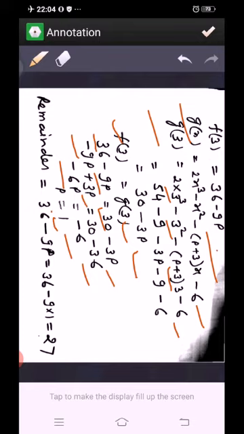Now, find the remainder in each case. So the remainder is 36 minus 9p. Here we put the value of p, which is 1. So 36 minus 9 equals 27. That is our required answer. If you put it in g(3) also, then you will also get the same remainder. You can also take g(3).